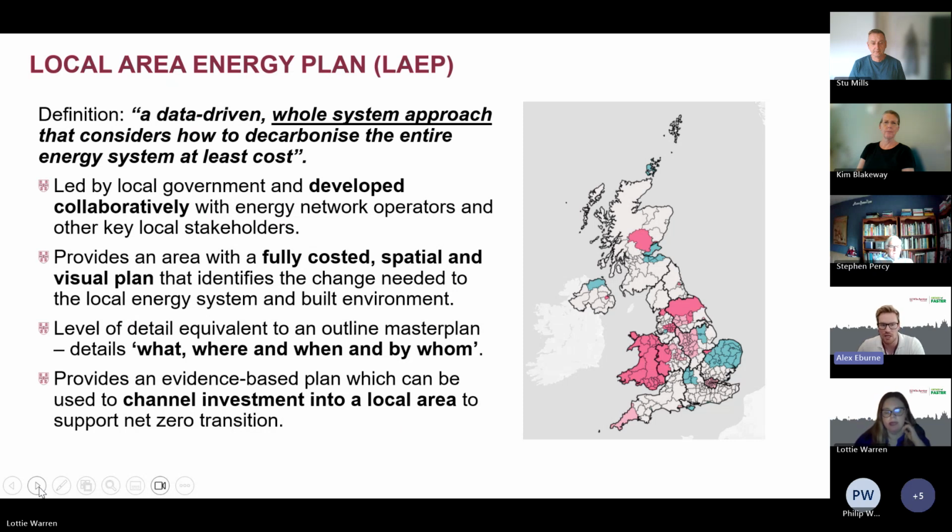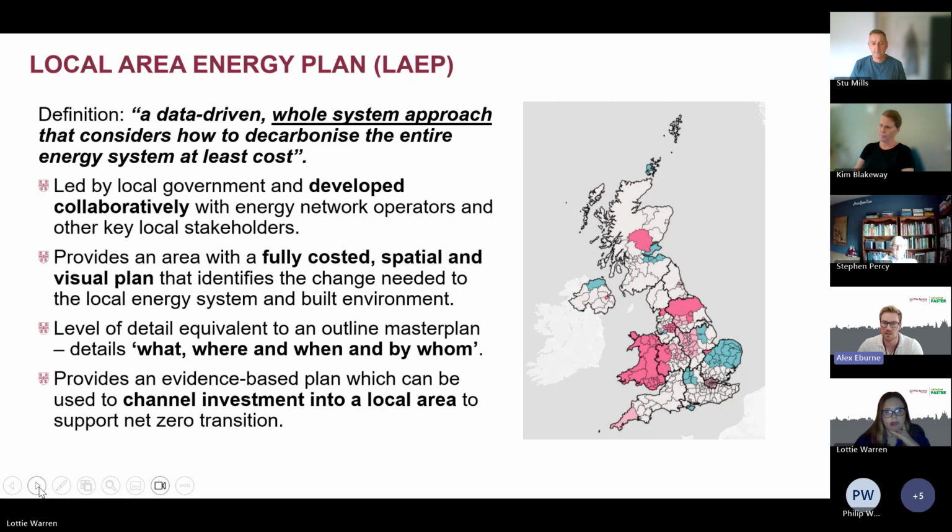The plan itself provides an area with a fully costed spatial and visual plan that identifies the changes needed to the local energy system and built environment in order to achieve our carbon neutrality target. The level of detail within a local energy plan is equivalent to an outline master plan. So it would detail for a range of different technologies, so our generation technologies, things like our electric vehicle charging points, where these are required to be deployed, when and by whom, and at what cost. So ultimately, it provides an evidence-based plan which can be used to channel investment into a local area to support the net zero transition. And we're not alone in doing this.